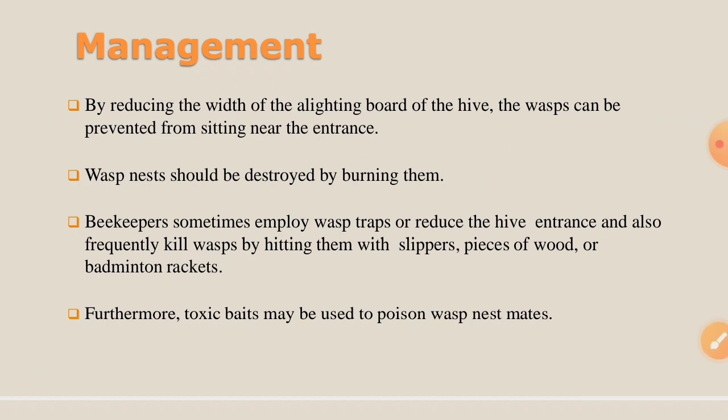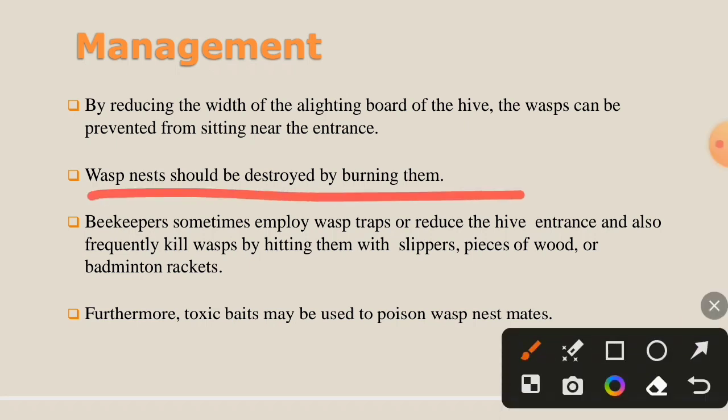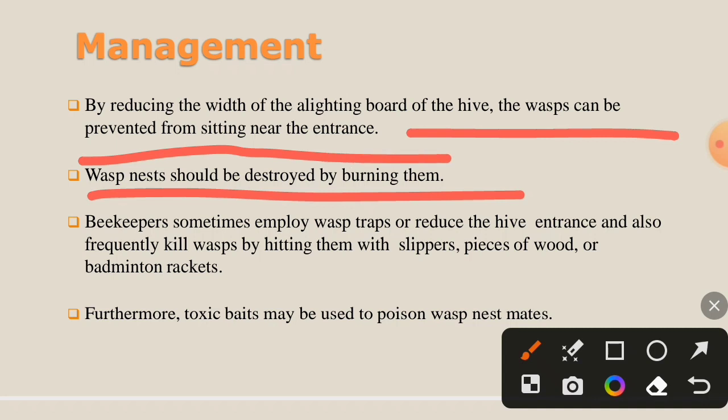So as we have discussed where their nests are, first by destruction and by burning out its nest we can reduce its population maximum. So first you have to find the nests, and then you have to burn them, you have to destroy them. And by reducing the width of the alighting board of the hive, the wasp can be prevented from sitting near the entrance. As we have seen, what is its process of catching a bee? First it waits near the hive entrance. So if we reduce the width of the hive entrance, this wasp will not stay there, it will not wait near the entrance. So like this we can reduce its damage.